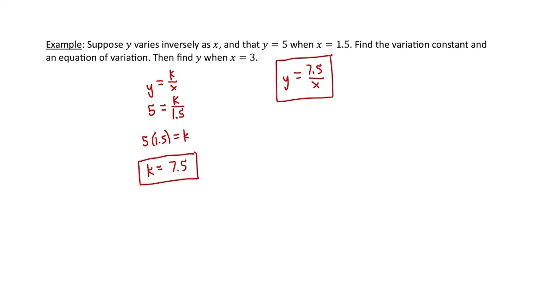Now the question is, what is y when x is 3? Well, again, we could plug things in and find y, but notice that we're doubling our input here. If we put 1.5 in for x, we got 5. If we double the input and put 3 in, we should get half the output. We should get half of 5, which is 2.5. So our final answer should be 2.5, but let's plug things in. We plug in 3 for x into our equation of variation and try to find y. Well, 7.5 divided by 3 is, in fact, 2.5, just like we guessed.